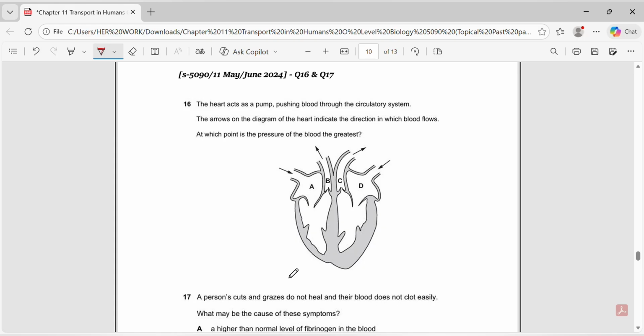When comparing the two main arteries leaving the heart, the aorta carries blood under the highest pressure, as it receives blood directly from the powerful contraction of the left ventricle. The pulmonary artery carries blood at a lower pressure because it is supplied by the right ventricle. Therefore, the point where blood pressure is greatest is C, the aorta. So, C is the correct answer.